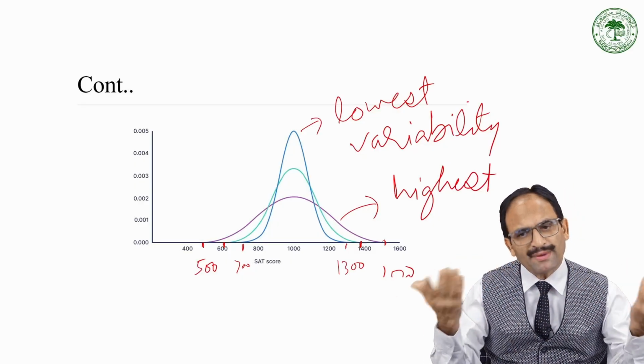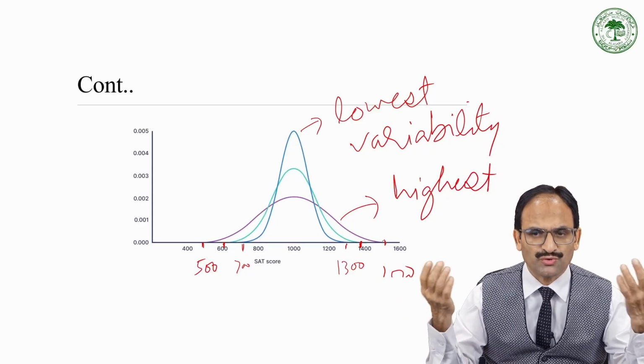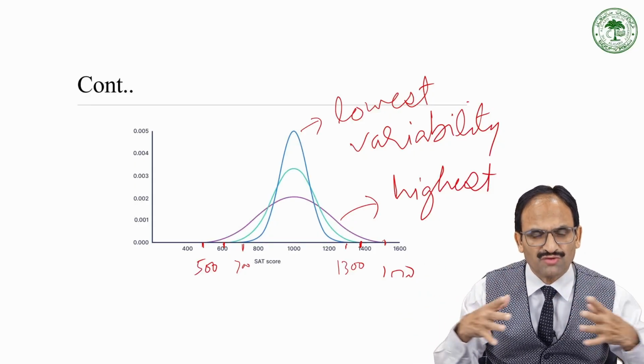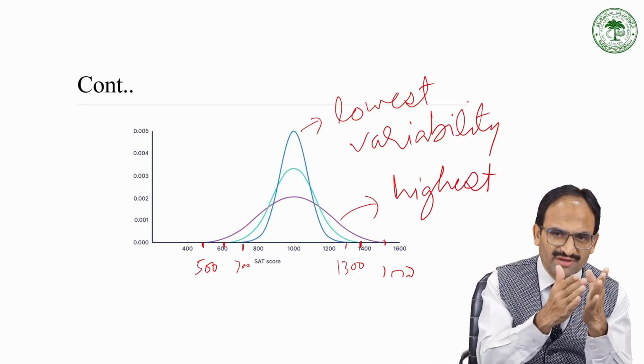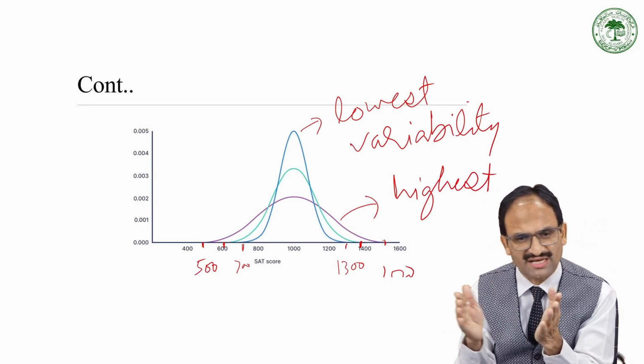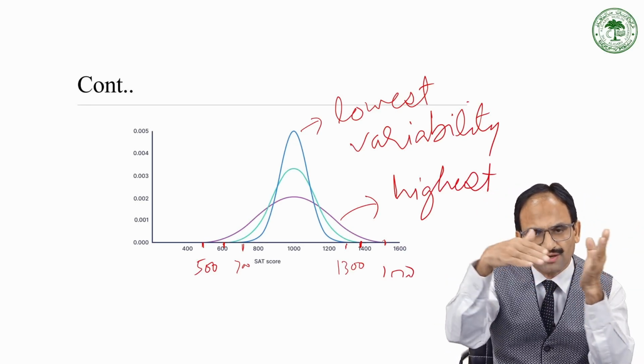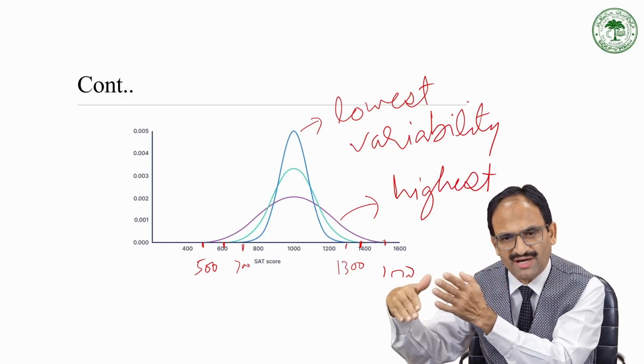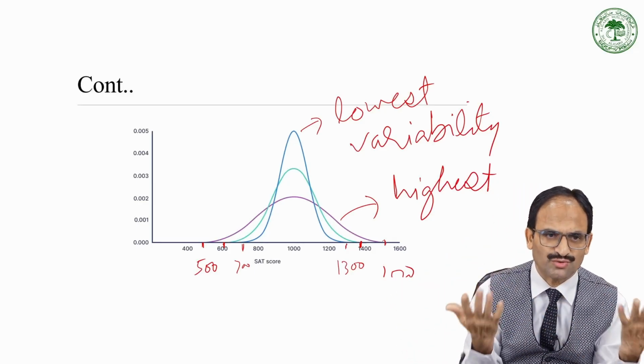But the same MBA students, if you take from other institutes, you will find that they vary. Some of them will be scoring very poor, some of them will score good. So, there will be more variability in the second group in comparison to the first group.